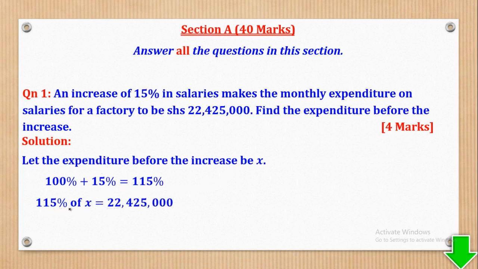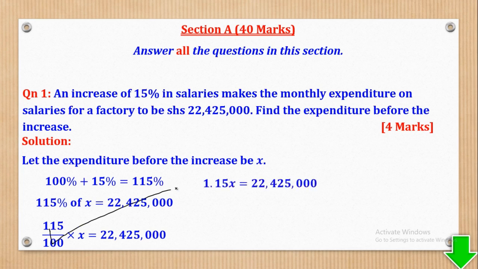So like I've already said, this word "of" means multiplication, and the percentage means over 100. Therefore, you shall say that 115 over 100 multiplied by X will be equal to this new expenditure. So now that we have only one unknown, the next thing to do is to make X the subject. So this over this will give you 1.15, then that X is there, equal to that.